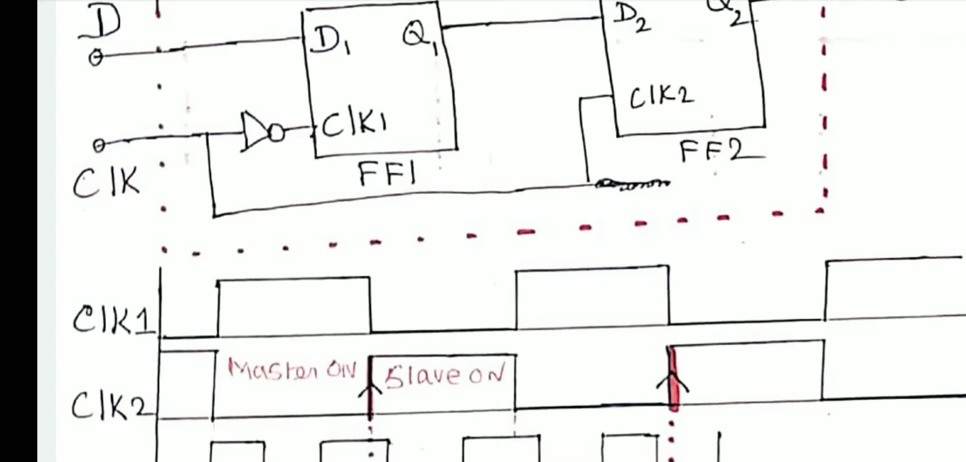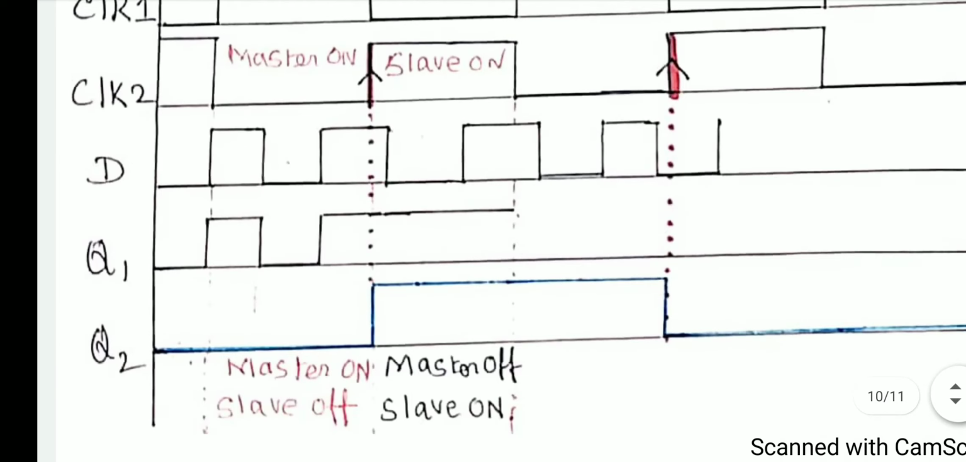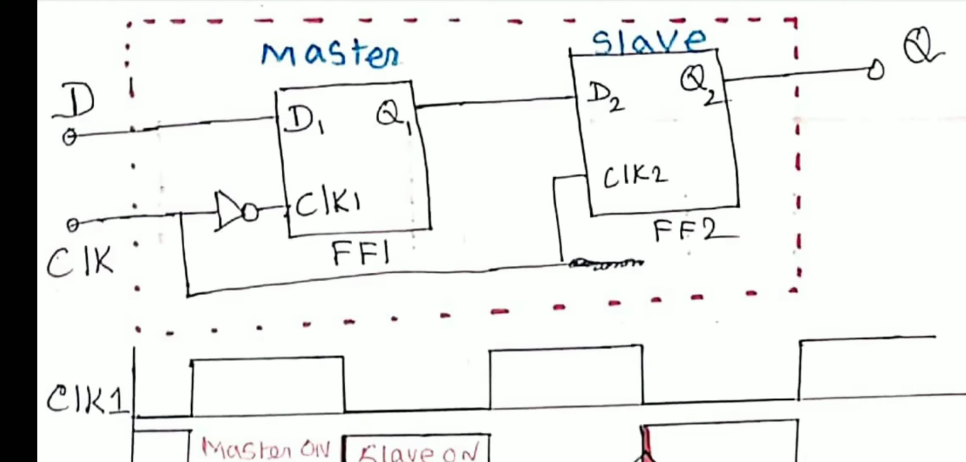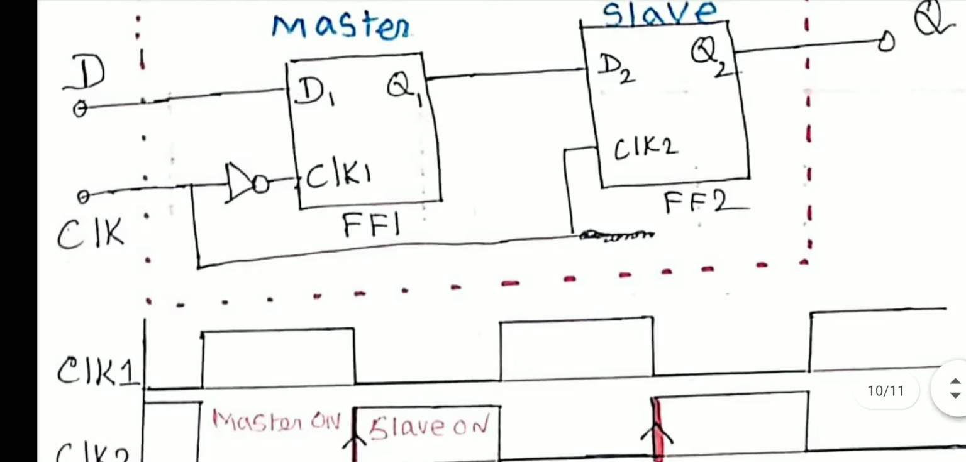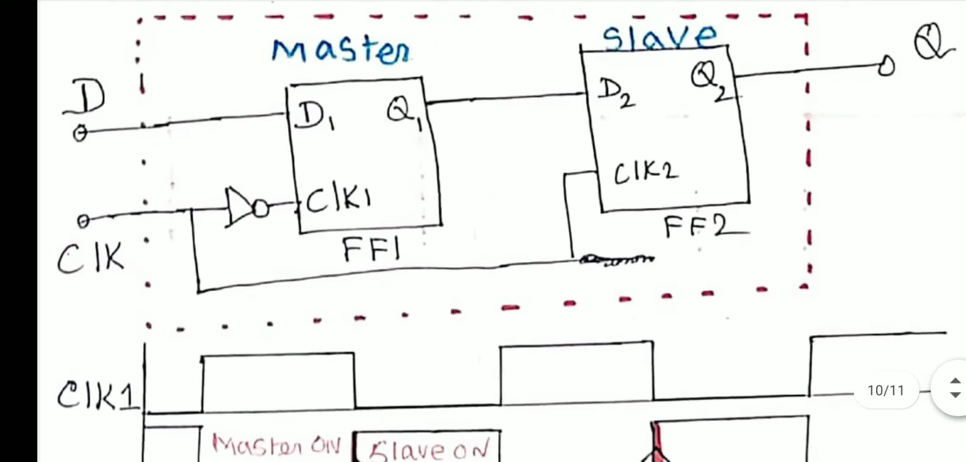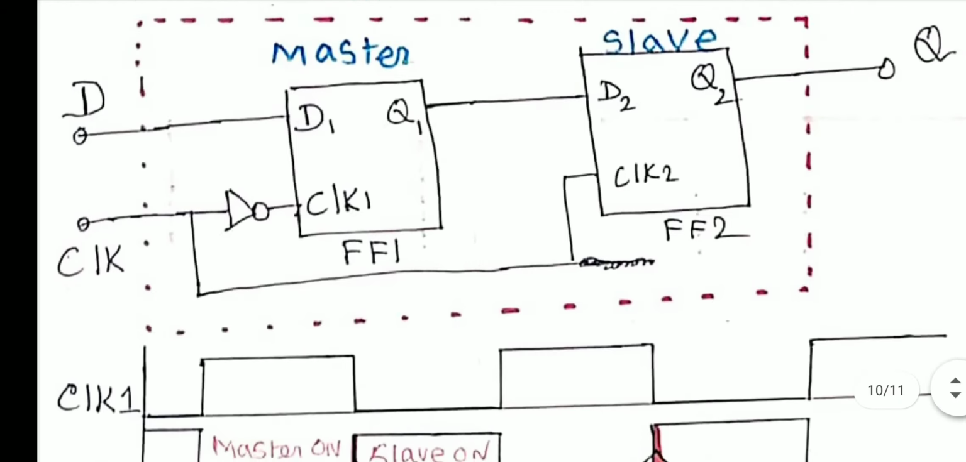Hence, only flip-flop 1 will respond, because clock 1 is on but clock 2 is off. So flip-flop 1 is on and flip-flop 2 is off. That is, master is on, slave is off during this positive half cycle. The master flip-flop is on when clock 1 is on; at the same time, clock 2 is off, so the slave flip-flop is off. So during the first half cycle, master on, slave off. We know the master flip-flop transfers the D input to the Q1 output.